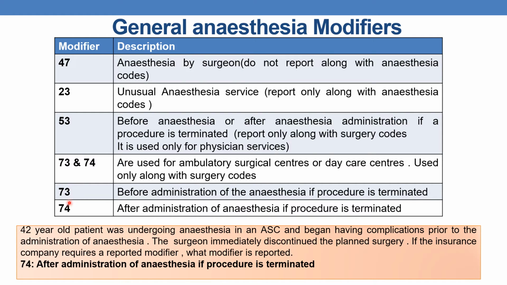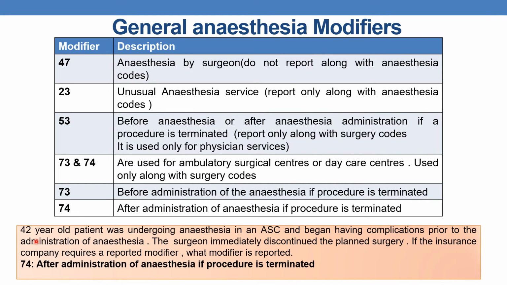We report 73 modifier if a procedure is terminated before administration of the anesthesia. Before administration of the anesthesia, if the procedure is terminated and the procedure is performed in ambulatory surgical centers or daycare centers, then we give 73 modifier. And if the procedure is terminated after the administration of anesthesia and if the procedure is performed in ambulatory surgical centers or daycare centers, then we give 74 modifier. 73 and 74 modifiers are used only for ambulatory surgical centers or daycare centers.